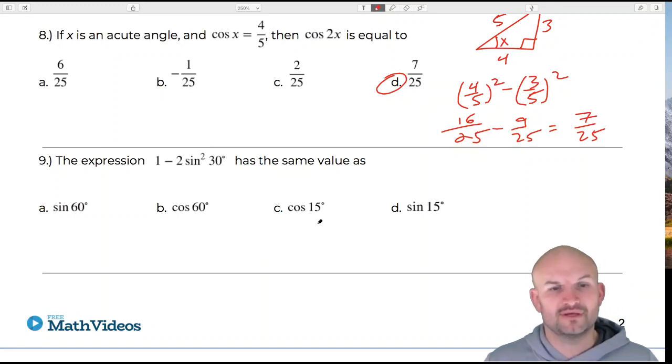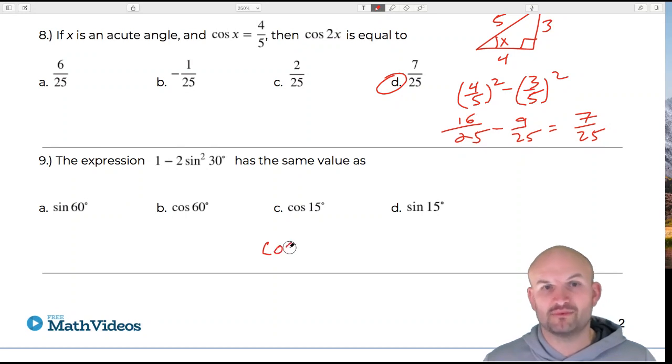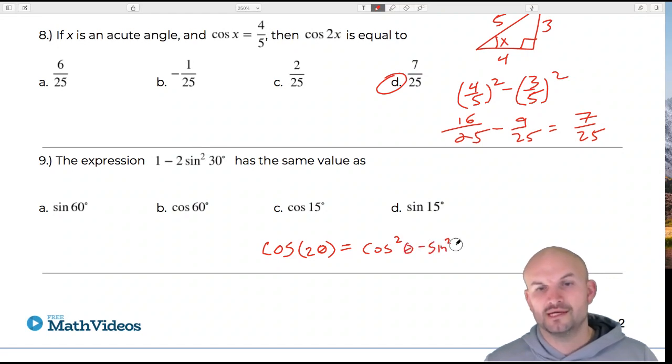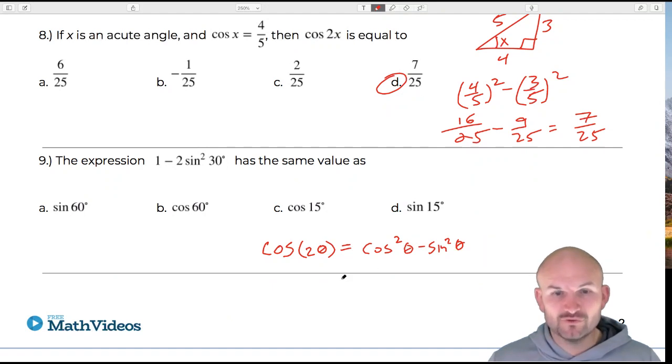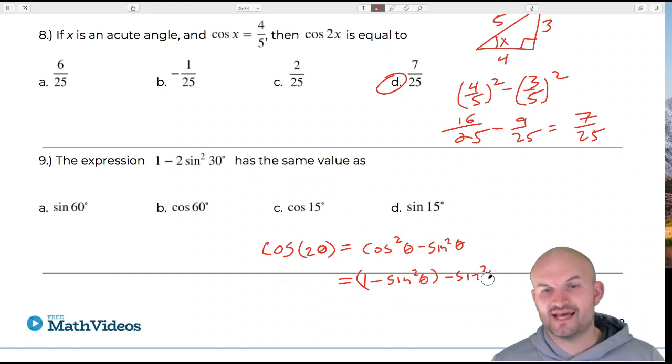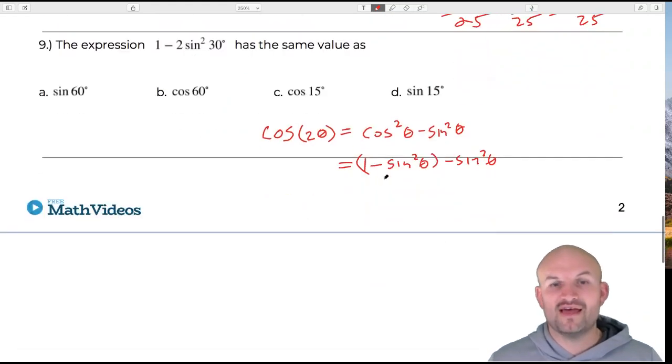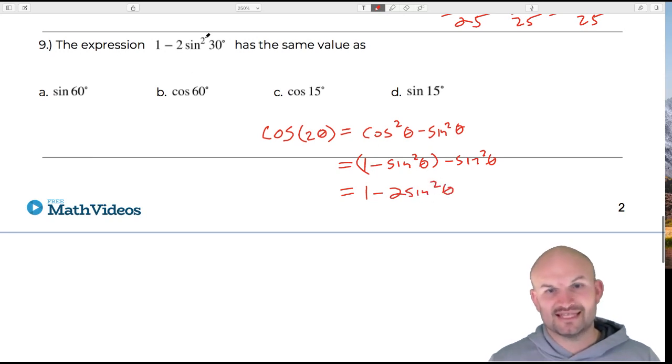Double angle for cosine. So one of the more famous cosine double angle formulas is cosine squared minus sine squared, right? That equals cosine of 2 theta. So yes, we could do this one, cosine squared of theta minus sine squared of theta. But if you rewrite cosine squared using the Pythagorean identity, so this would be 1 minus sine squared of theta, if you just convert that, then what you'd have is 1 minus 2 sine squared of theta. So you can recognize that's where that comes from.